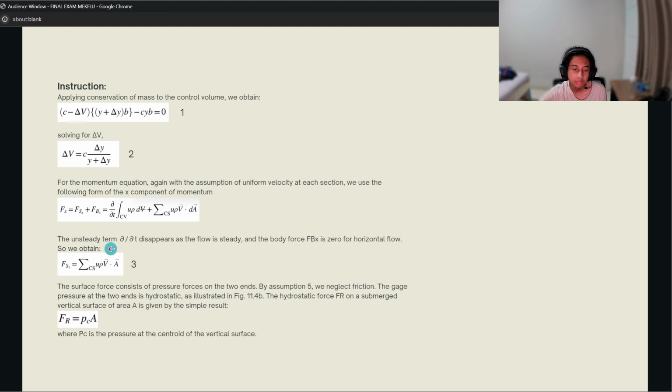The unsteady term disappears as the flow is steady, and the body force Fbx is 0 for horizontal flow. So we obtain Fsx as this equation. The surface force Fsx consists of a pressure force on the two ends. By assumption 5, we neglect the friction. The gauge pressure at the two ends is hydrostatic, as illustrated in figure 11.4b.